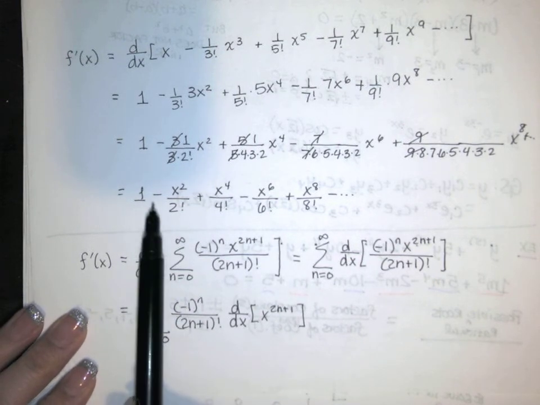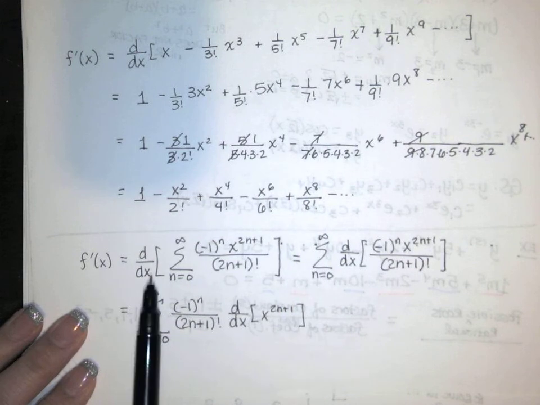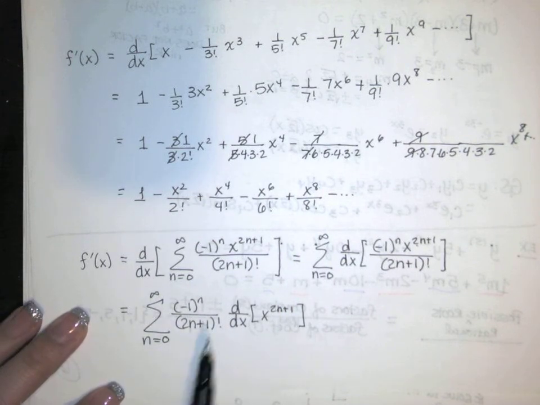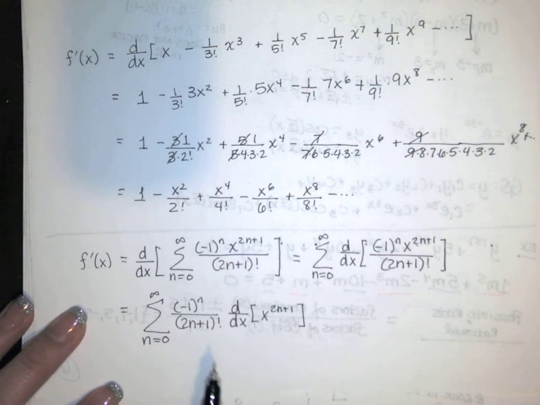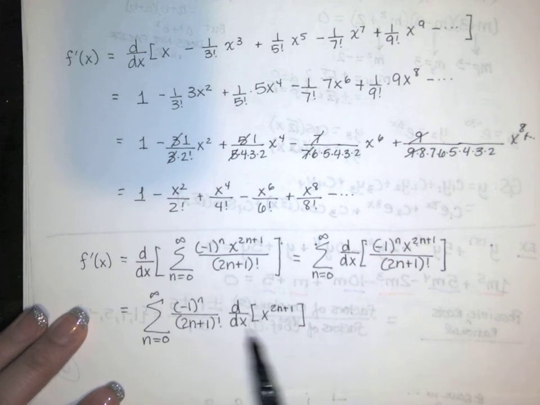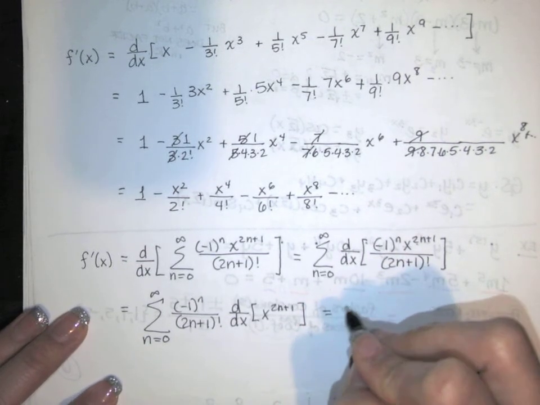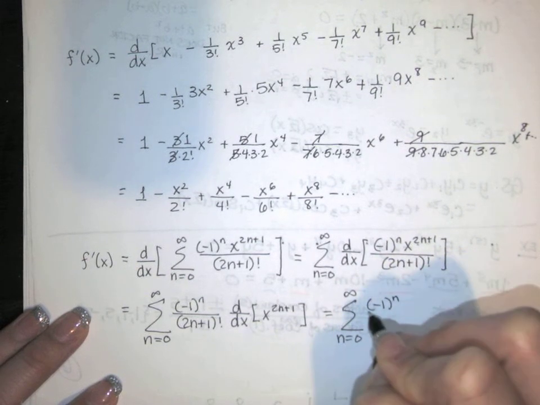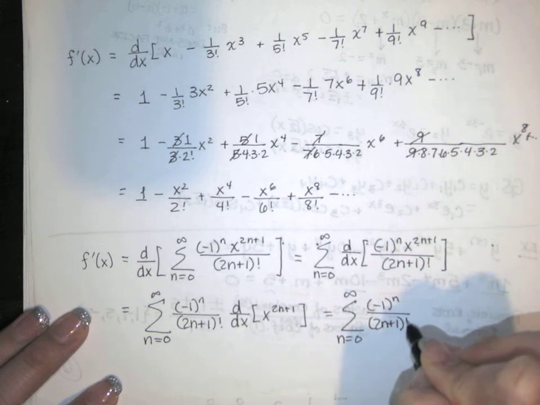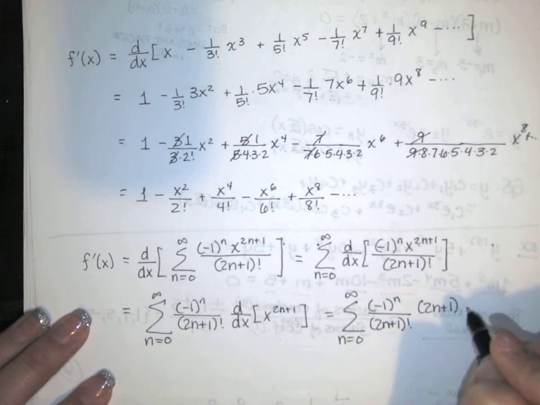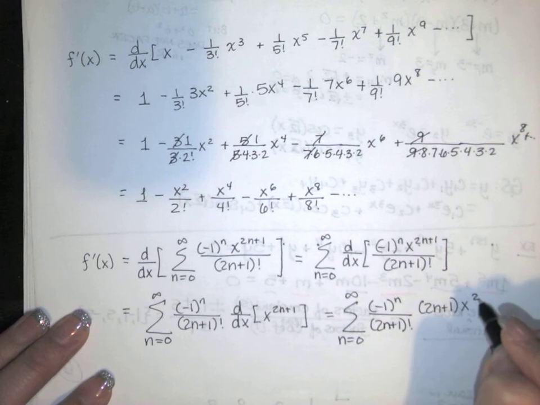Instead of doing that power rule 5 times, I'm going to do the power rule once, and it's going to represent infinitely many power rules all the way to the end. So we said the derivative of the sum is the sum of the derivatives, factor out the constant, and then just take the derivative of this part. So we've got the sum as n goes from 0 to infinity of -1 to the n over 2n plus 1 factorial. And the derivative of x to the 2n plus 1 is 2n plus 1 times x to the 1 less power, so x to the 2n.